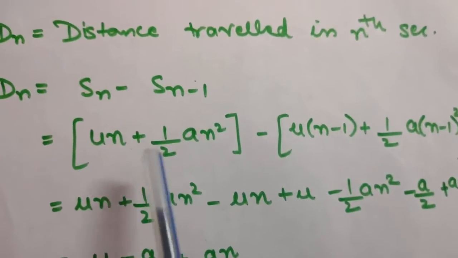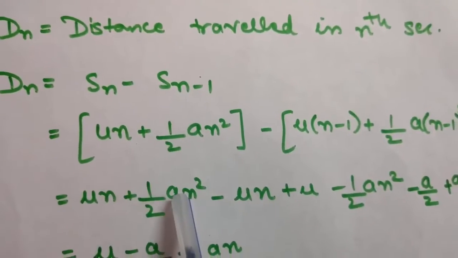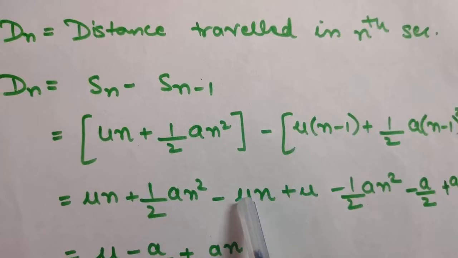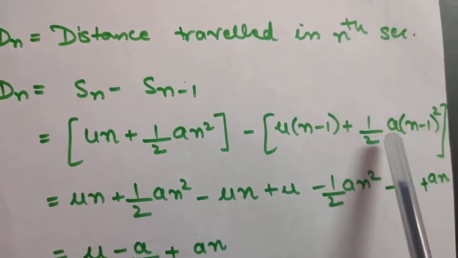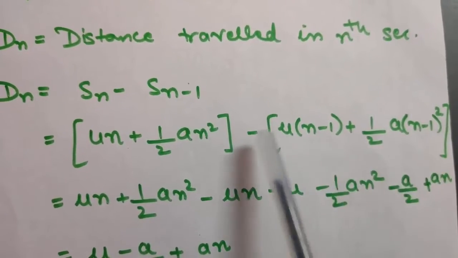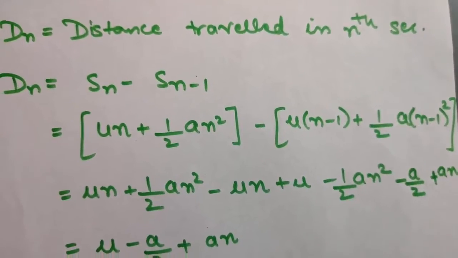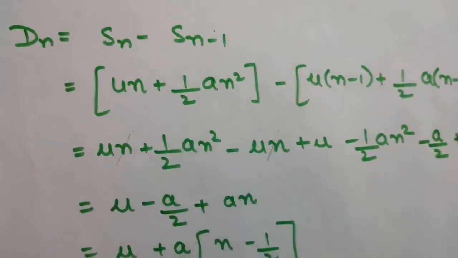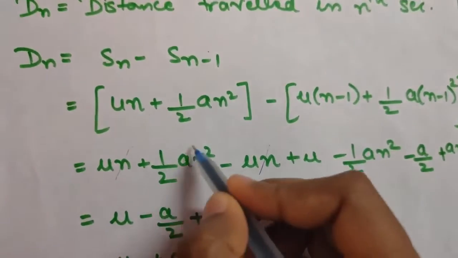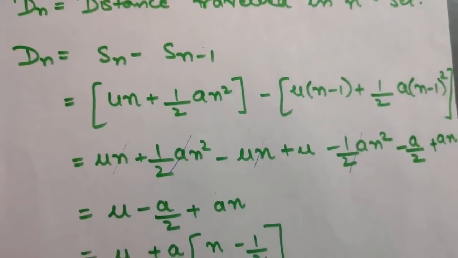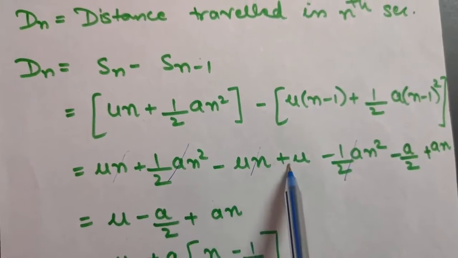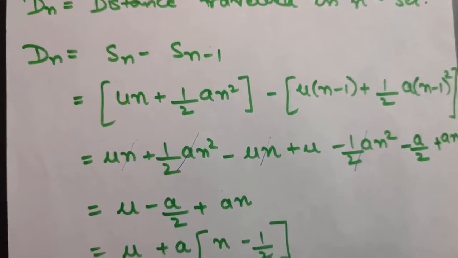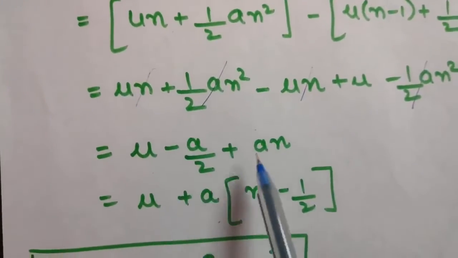Okay, now just open the brackets: un plus half an square minus un plus u, and you can solve this square and then the negative terms also. Okay, so common terms will cancel out, un will cancel out, and your half an square will also cancel out. So you will get u minus a by 2 plus an. Okay, u minus a by 2 plus an.